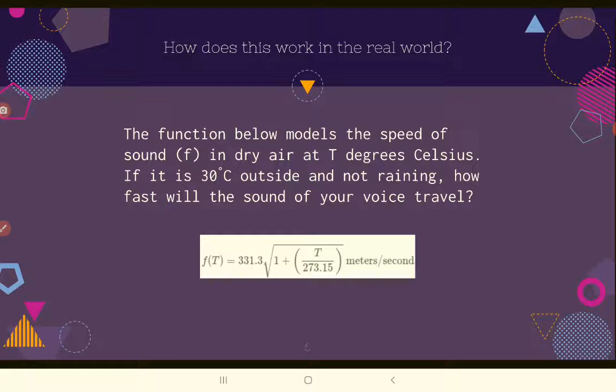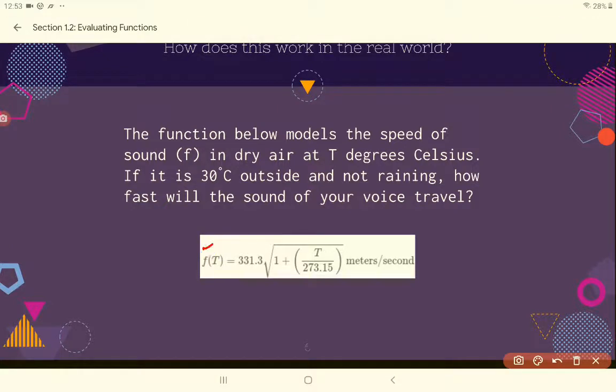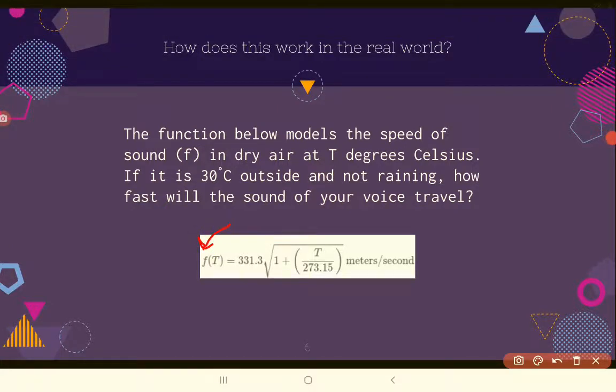So here's my output. My output is F. Okay? And they told me that my output is the speed of sound. That's what F stands for. My input is T, and T stands for degrees Celsius. And here's the question. If it is 30 degrees Celsius outside and not raining, how fast will the sound of your voice travel? So what would I be asked to do there?